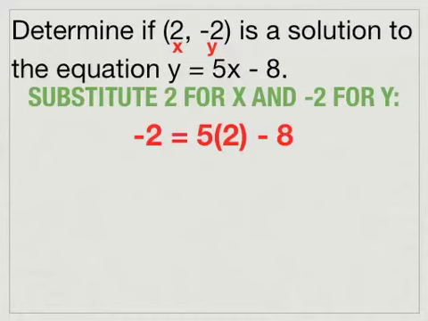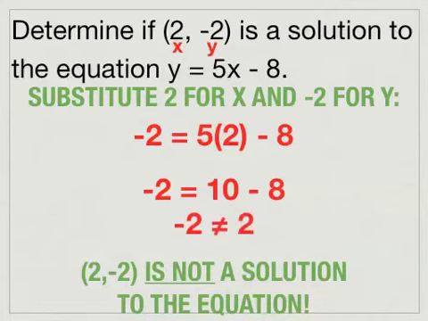On the right side of my equation, I need to use the order of operations, so I need to multiply first. 5 times 2 is 10, and I still need to subtract 8. Notice my negative 2 has just come down. Negative 2 equals 10 minus 8. Well, 10 minus 8 is positive 2.